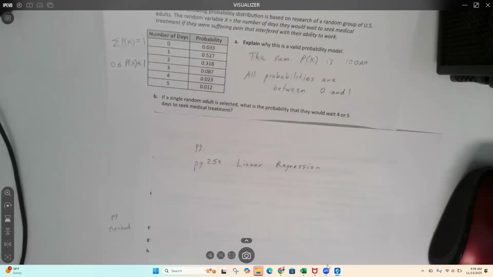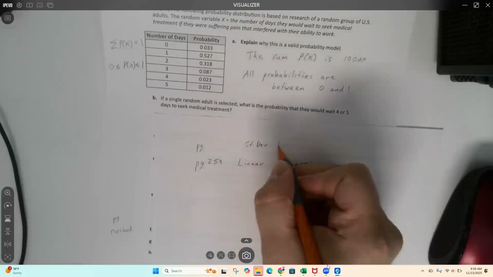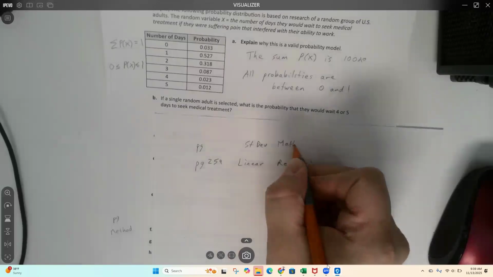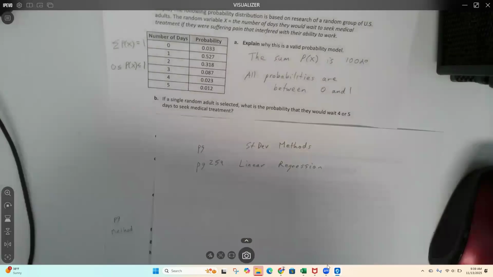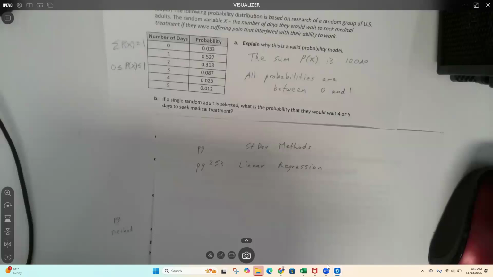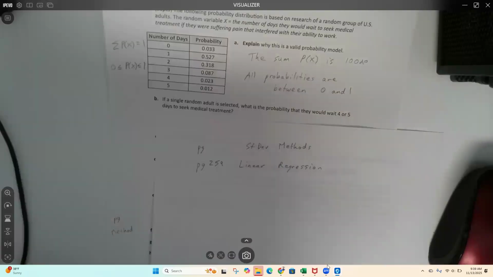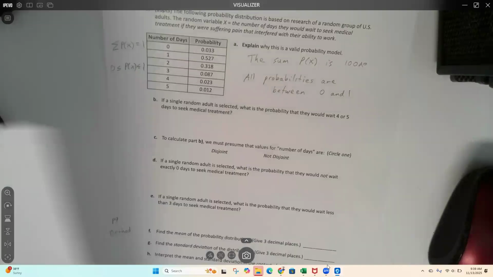Page whatever, whatever is standard deviation methods. That way, if you're like, okay, I know this question is asking me to calculate a standard deviation, and I know that we talked about this, but I don't want to have to flip through and find that in my yellow packet. So I don't know. It's just a suggestion, right?